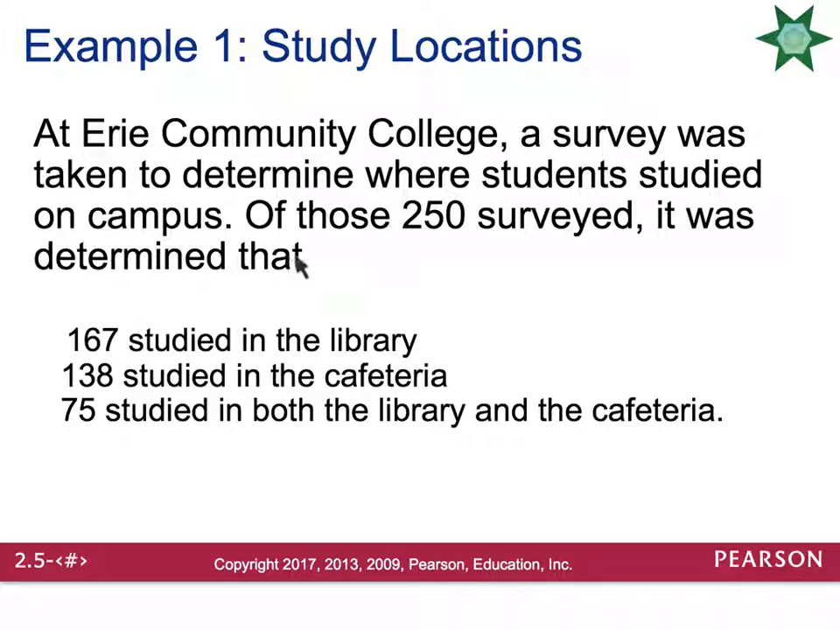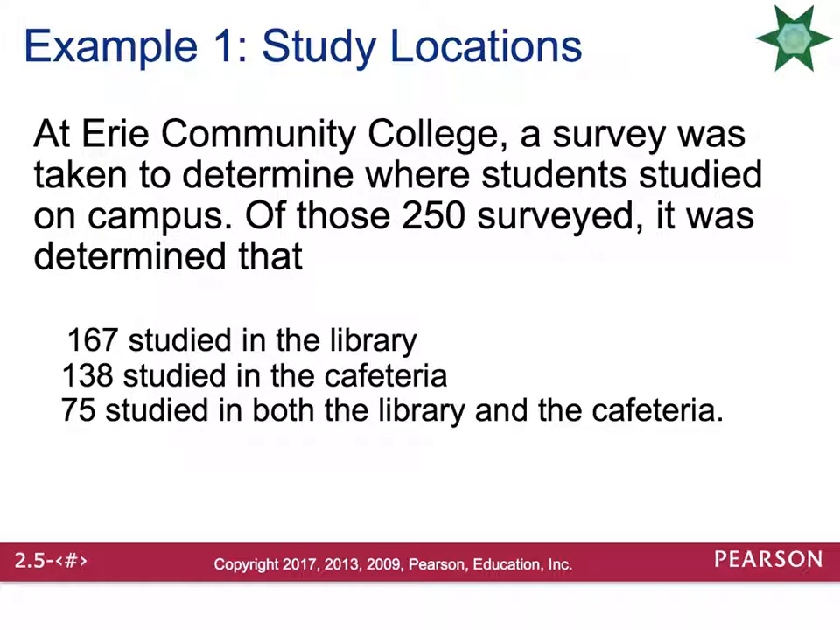Our first one: we surveyed 250 students at Erie Community College, and we determined that 167 studied in the library, 138 studied in the cafeteria, and 75 studied in both. Now, a couple of things about these first statements. When we say 167 studied in the library, it doesn't mean they only studied in the library. That just means that's how many studied in the library. And the same with the 138. It doesn't mean the 138 students only studied in the cafeteria, it just means that's how many students studied in the cafeteria. So we can't put these numbers in the Venn diagram directly.